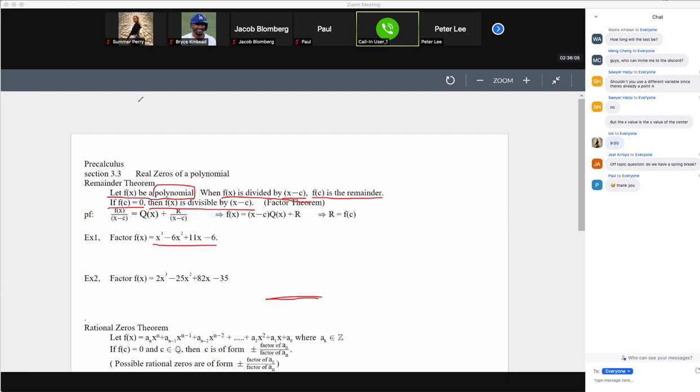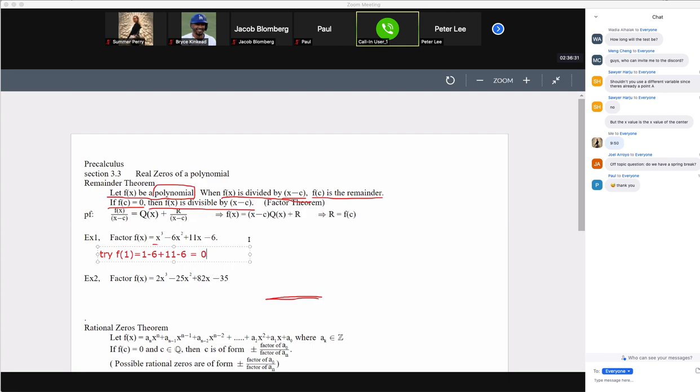So what is the factor theorem here? The factor theorem is this. In this case, try f of 1. What is f of 1? If you try f of 1, it's 1, minus 6, plus 11, minus 6. And that happens to be 0. If f of 1 equals 0, is that a good thing?